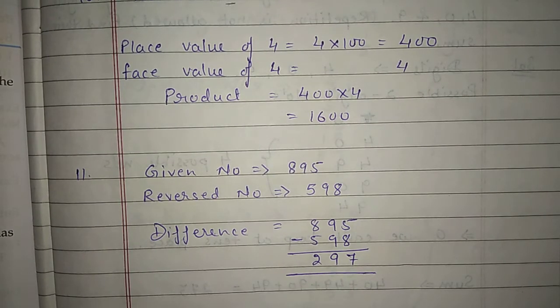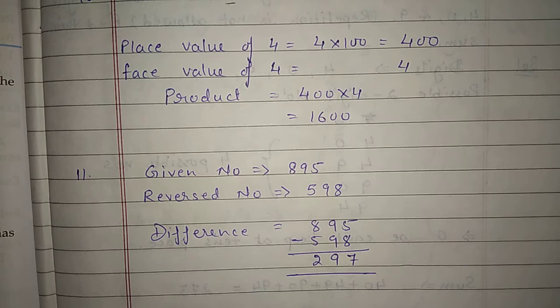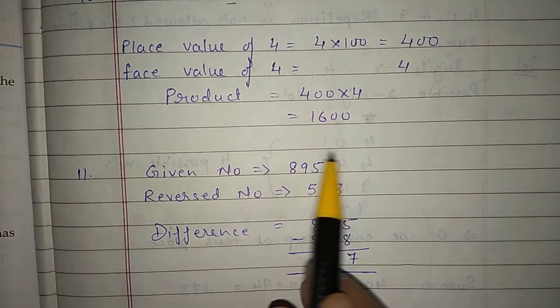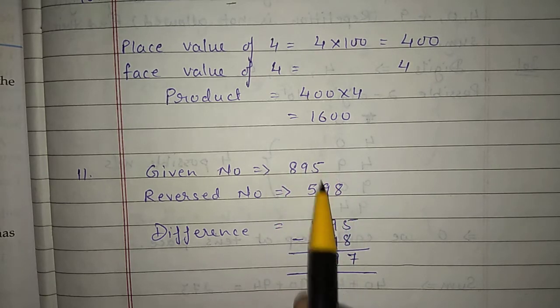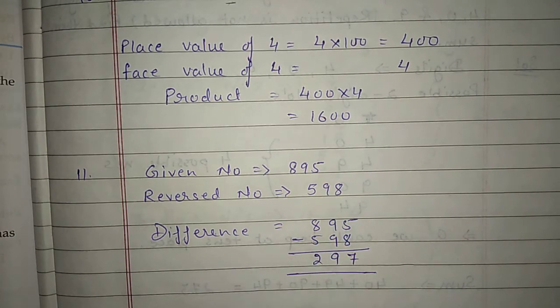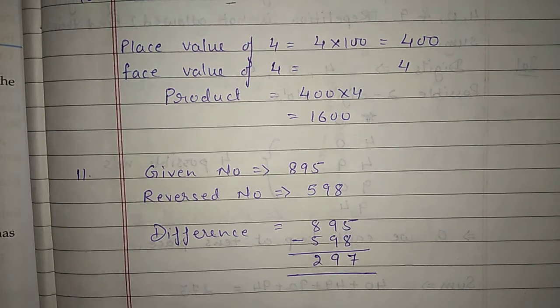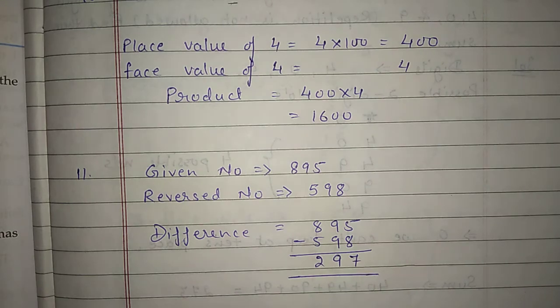Next, question number 11. Find the difference between the number 895 and the number obtained by reversing it. So the given number is 895 and if we reverse this number it will become 598. You have to write it in reverse order and we have to find out the difference between these two numbers. Difference means find out the subtraction. Do the subtraction for these two numbers. So after subtraction we are getting 297.